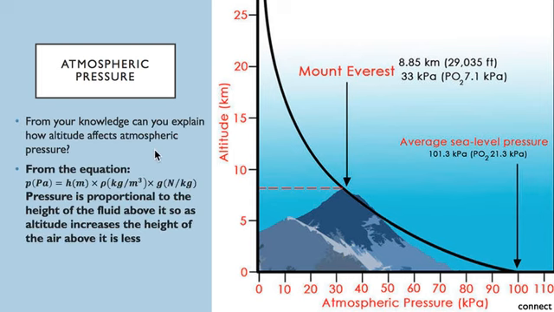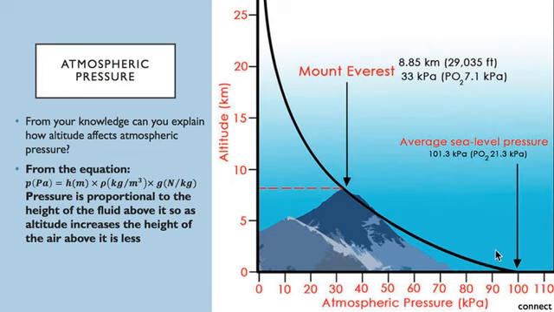So can you explain how altitude affects atmospheric pressure? From our equation, pressure equals height times density times gravity. That's our equation for pressure in a fluid, when we've got a column of fluid. And from this equation, pressure is proportional to the height of the fluid above it. So as the altitude increases, the height of the air above it is less.